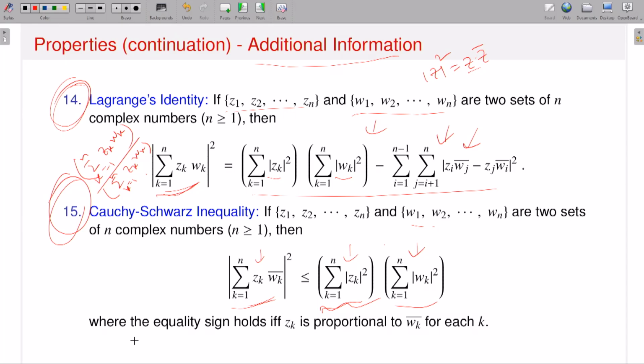Another conclusion is where the equality sign holds. That means this becomes equality if and only if Zk is proportional, that means a scalar multiple of Wk for each k. If this is the case, then this inequality becomes equality. Okay, so this is called Cauchy-Schwarz inequality. So that means sum of the product I can estimate it in terms of the individual tuples Z1, Z2, Zn and W1, W2, Wn. So these two inequalities will be useful to solve problems later on.